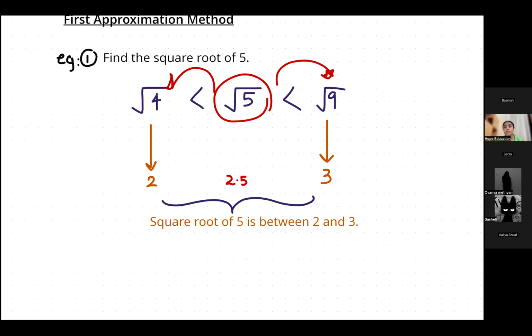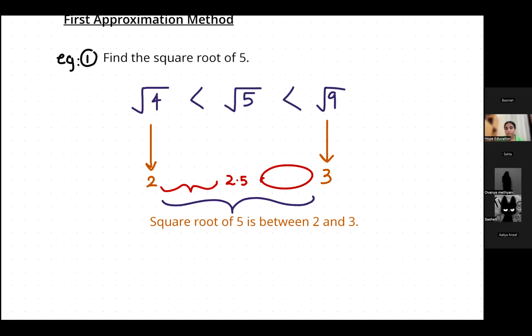Now tell me, is 5 closer to 4 or closer to 9? Yes, closer to 4. Since 5 is closer to 4, and between 2 and 3 the midpoint is 2.5, the square root of 5 should be in the lower part. It should be between 2 and 2.5, not in the other part, because 5 is closer to 4.